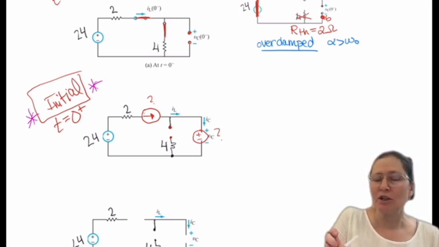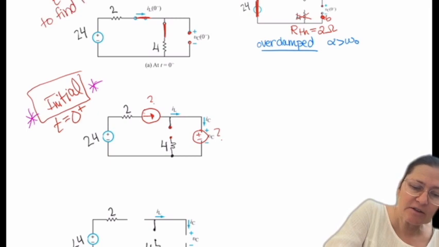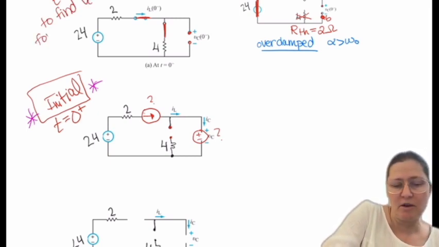Okay. So that is what you're using this one for, to find VC and IL for sources at initial time.